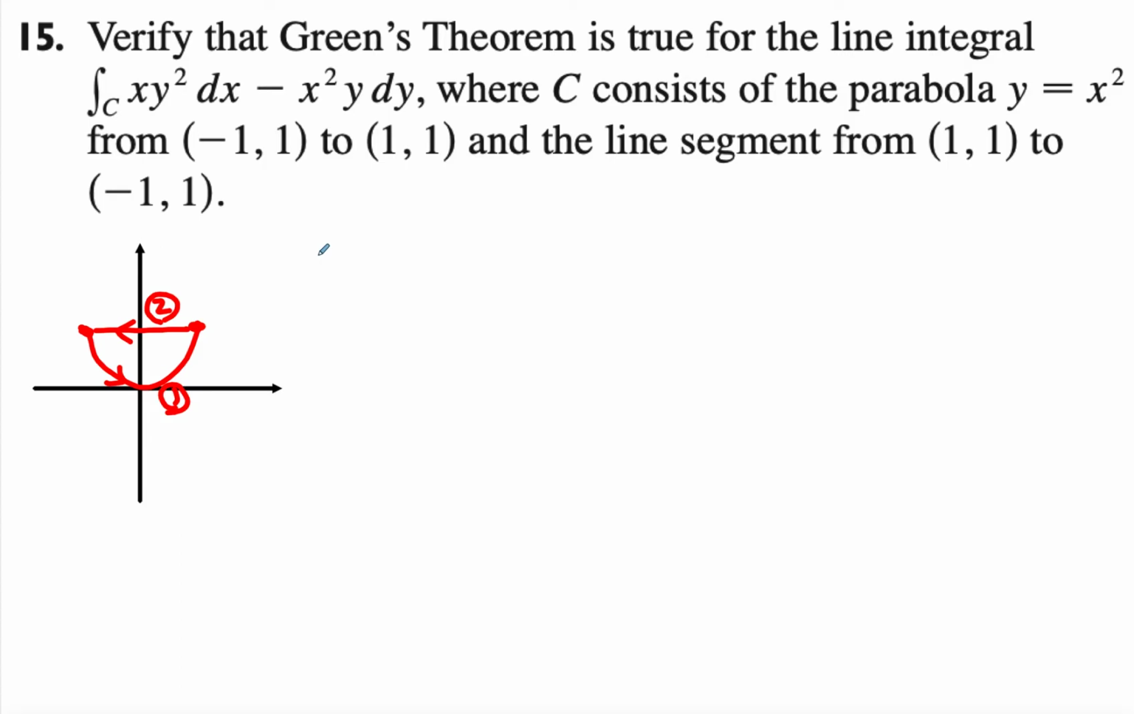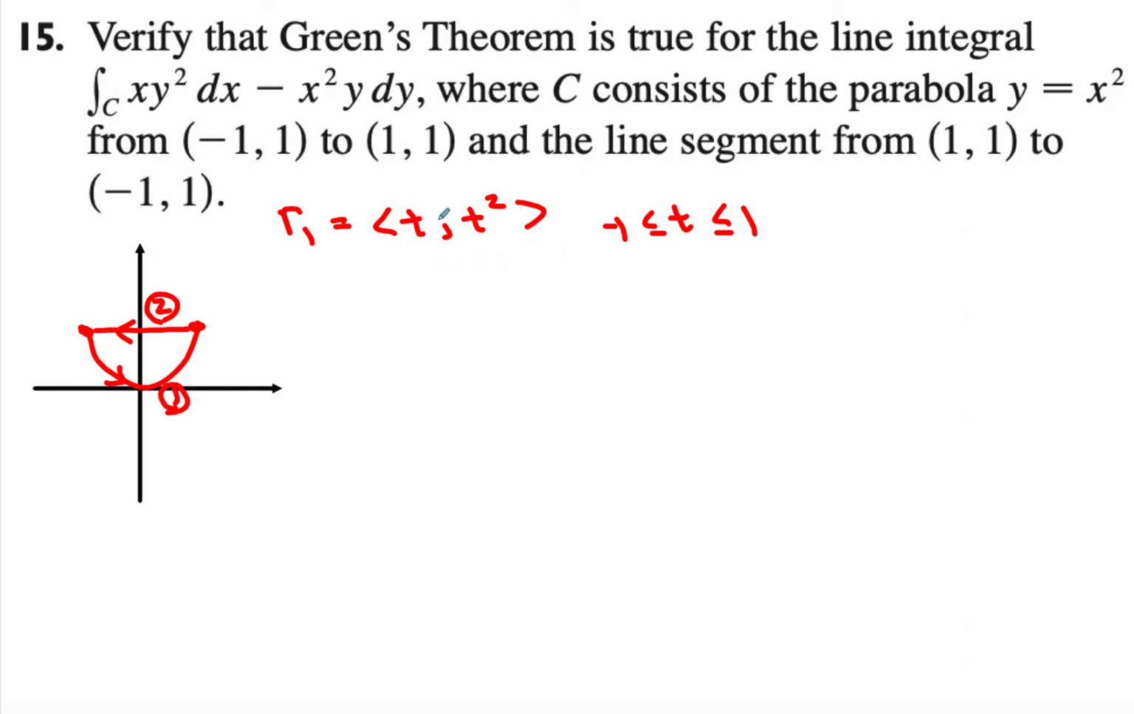How would you be able to describe the first path? Let me call that r sub 1, the first path. I'm going to say x is just t, and then the y value is t squared, where t goes from negative 1 to positive 1. So essentially that's what we end up doing.